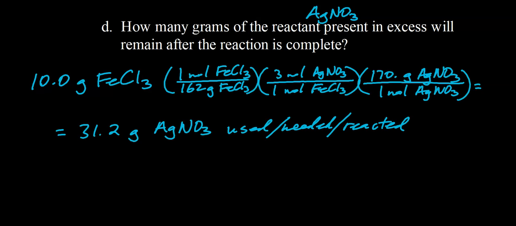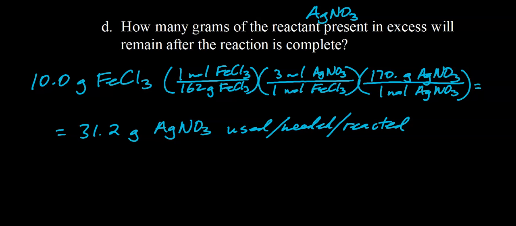So if you have 10 grams of iron(III) chloride, you will need 31.2 grams of silver nitrate to react with it. Notice I put all these different words there. You don't have to put all of them, put any of them. That's what they mean. So 31.2 grams of silver nitrate will be used up, or 31.2 grams of silver nitrate is how much will react. This is not what we're trying to find. We want to find out not how much reacts, but how much does not react.